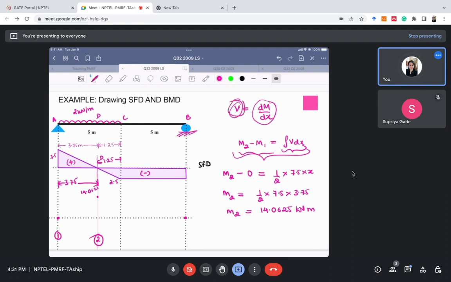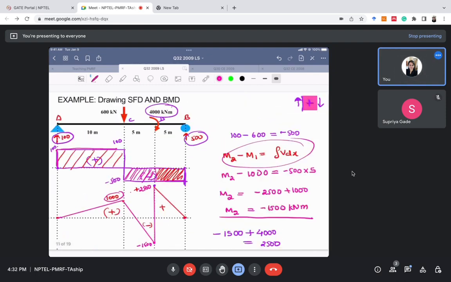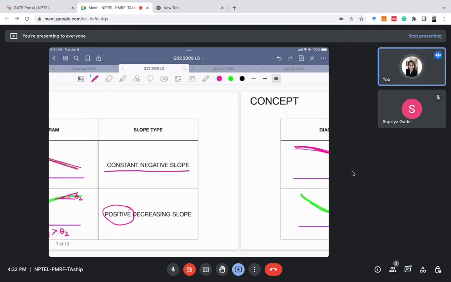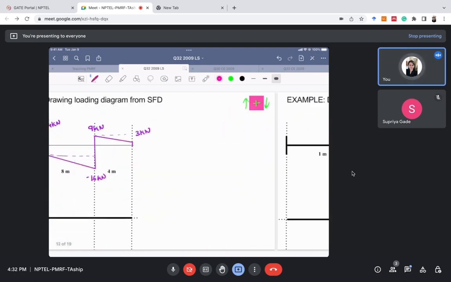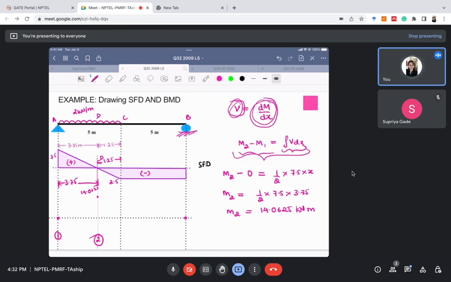For section 1 2 the shear force is positive but it is decreasing. So similarly the slope will also be positive, but it should be decreasing. Because the shear force is positive and decreasing, therefore the slope of the bending moment diagram should also be positive but decreasing. So what is a positive and decreasing slope? It looks like this. So we will join section 1 and 2 in the BMD as this, because it is a positive and decreasing slope.